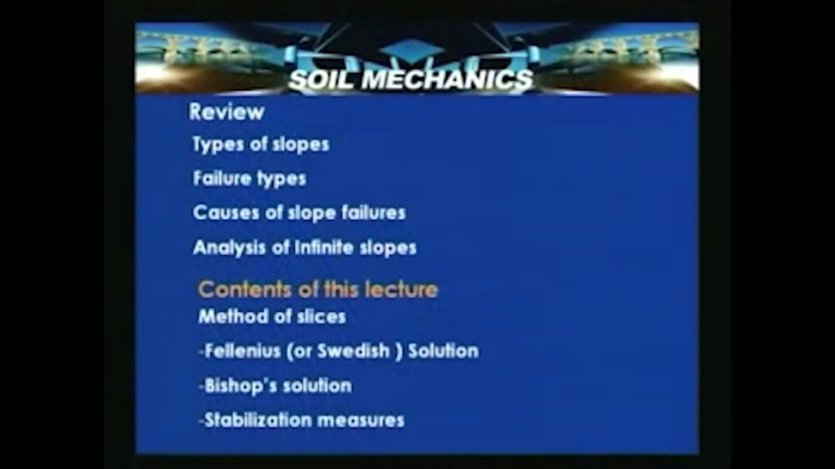Welcome to lecture number 3 in stability analysis of slopes. In the previous lecture, we have understood about types of slopes, failure types and causes of slope failures, and then we understood about infinite slope analysis and finite slope analysis by using the circular arc method. But we discussed that the demerit of this method is in finding the weight of the entire portion of soil which is subject to failure, and its CG location.